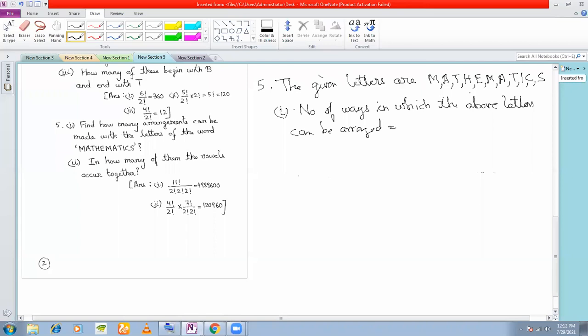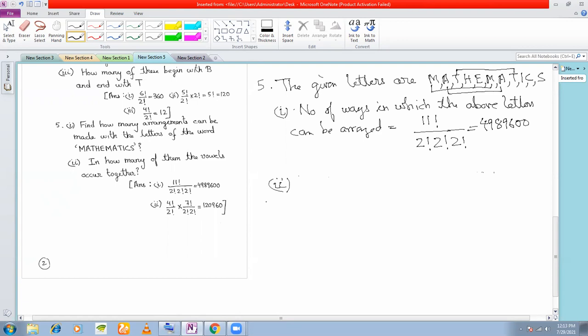is equal to, count the number of letters. How many letters? 11 letters are there. So 11 factorial. But there are certain repeated letters also. So A is repeated twice, so you divide this by factorial 2. T is repeated twice, so again I have another factorial 2 for T. And what else is repeated? M is repeated twice, right? I have another factorial 2 for this. So you can calculate this. Okay, so the first part is over. Let's look at the next part.